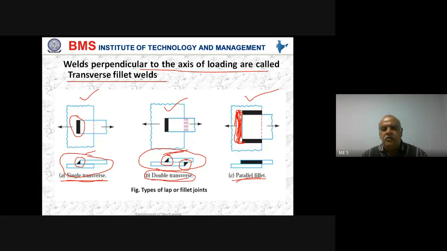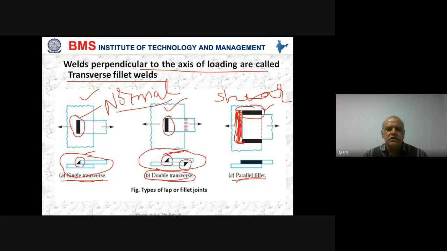One more important aspect is that when you have parallel fillet weld like this, the welded joint is subjected to shear stress, whereas in the transverse loading case, the welded joints are subjected to normal stresses. So transverse fillet welds are subjected to sigma normal, and the parallel fillet welds are subjected to shear stress tau.